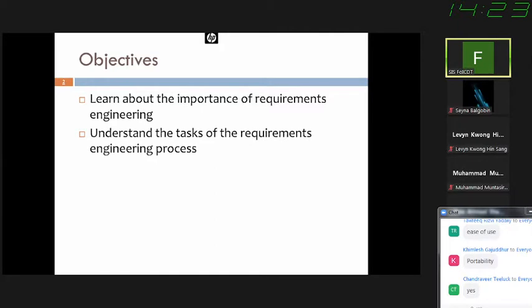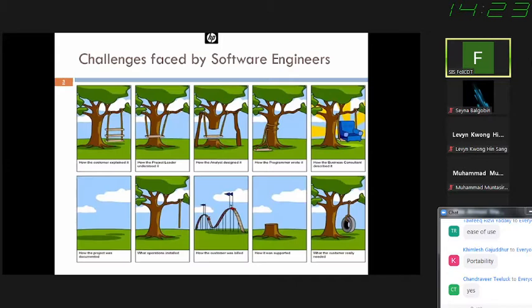of this lecture. So requirements engineering, what's the importance? And what are the tasks? What are the components of this requirements engineering process? I think this slide really describes that formulation of the requirement is not something that is simple.